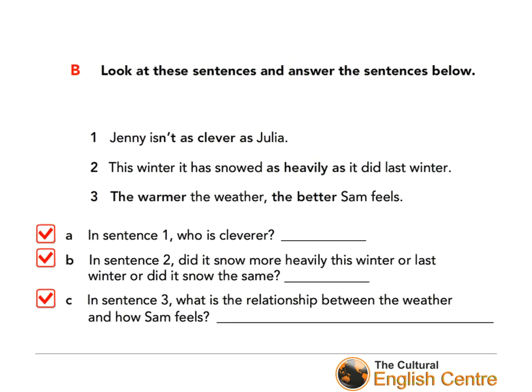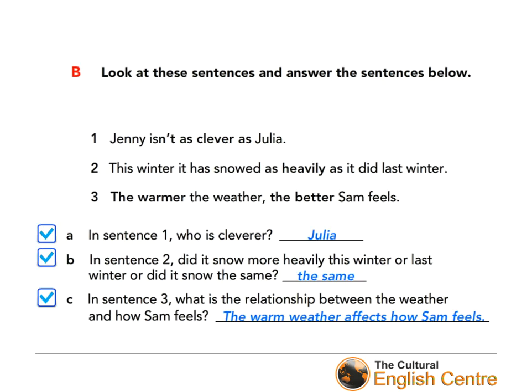Look at these sentences and answer the questions below. That's a mistake in the book. It's a question. So, in sentence 1, who is cleverer? In sentence 2, did it snow more heavily this winter or last winter? Or did it snow the same? And in sentence 3, what is the relationship between the weather and how someone feels? And I'm sure you know that Julia is cleverer. It snowed absolutely the same, and the warm weather affects how someone feels, and apparently it's got a good influence.